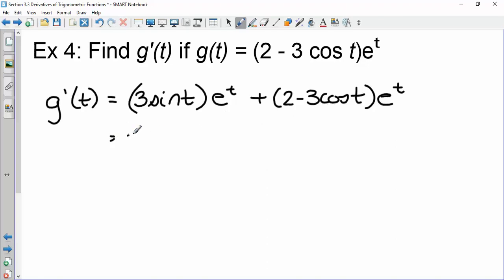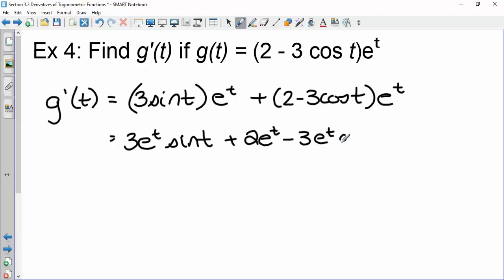As far as how to simplify this, there's really not much. You could distribute if you wanted. But that is as far as we can go. That would be our answer.